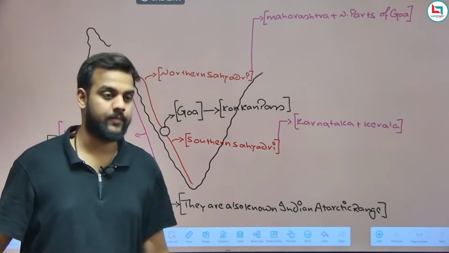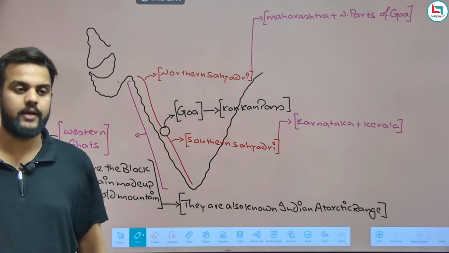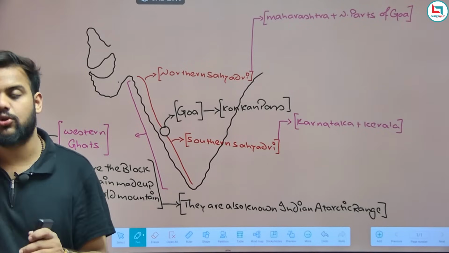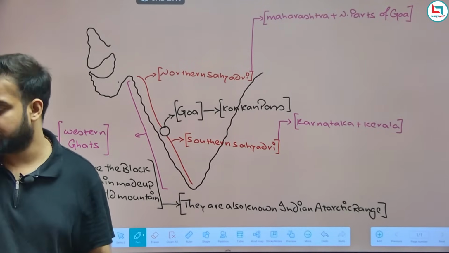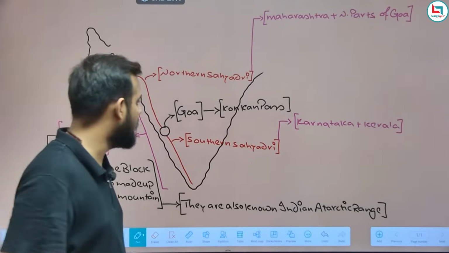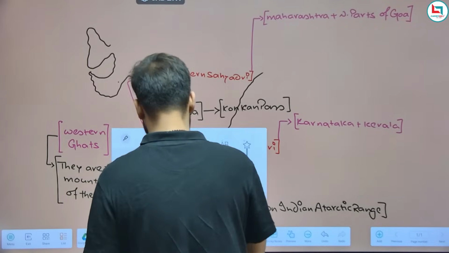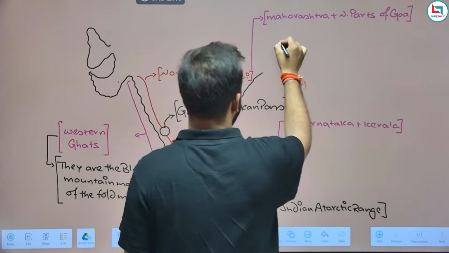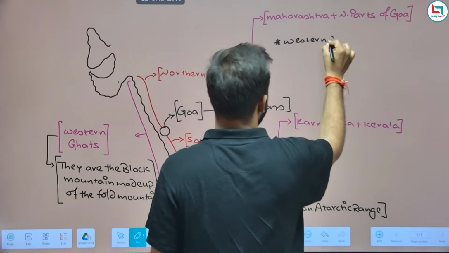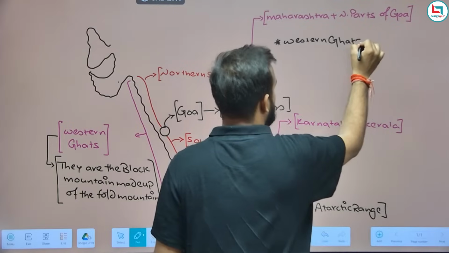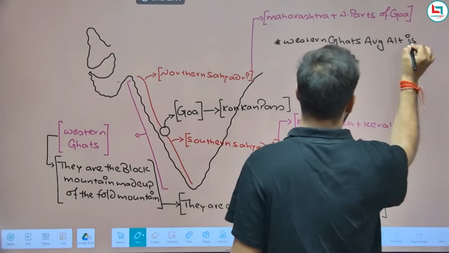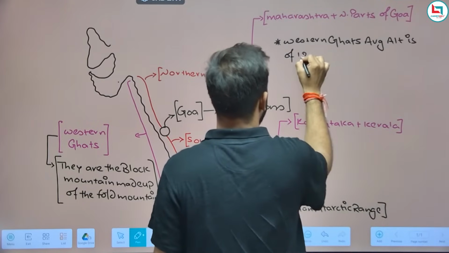Now guys, next thing, remember that the Western Ghats' average altitude is 1200 meters. Their average altitude is around 1200 meters. Write down this point: Western Ghats average altitude is 1200 meters.